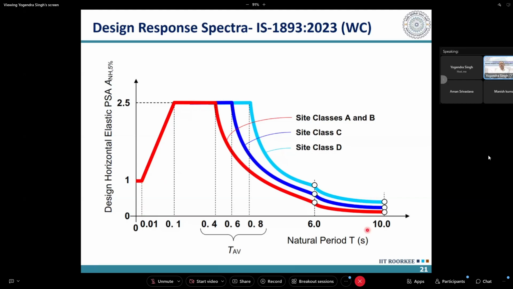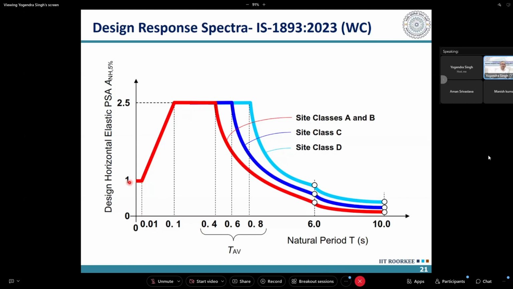Now that error which I was telling, that beyond 4 seconds our code assumes constant, that has been done away with in the recent revision which is underway. So this is IS 1893 2023, but this is probable 2023. It is currently under wide circulation. So comments from people are being invited, and after that it will be finalized and submitted. That means it is quite in an advanced stage, and there you can see that the shape of the response spectrum is given like this.